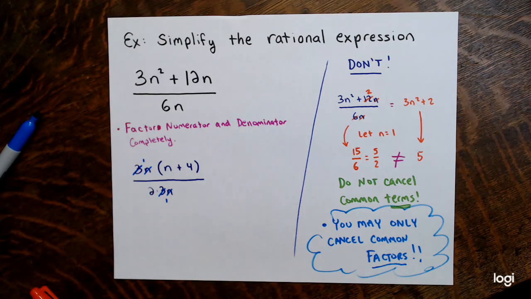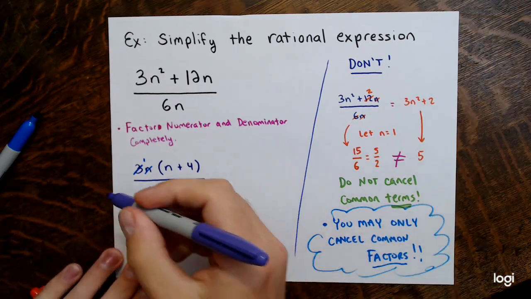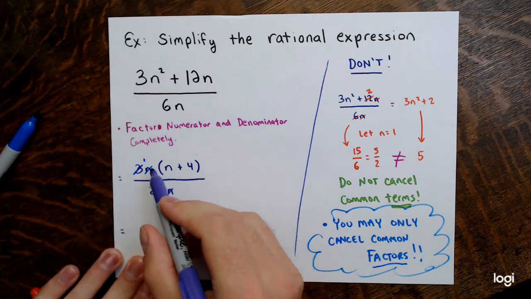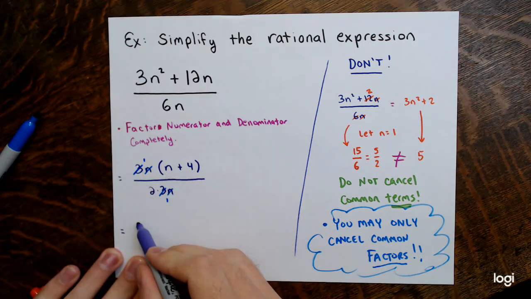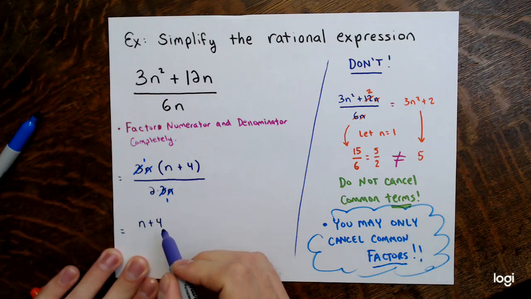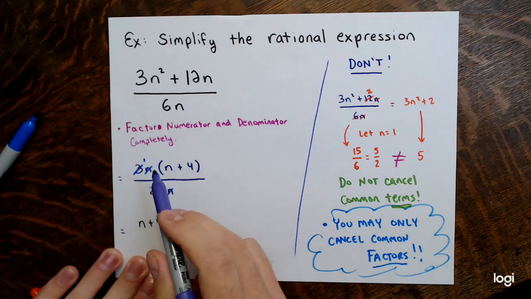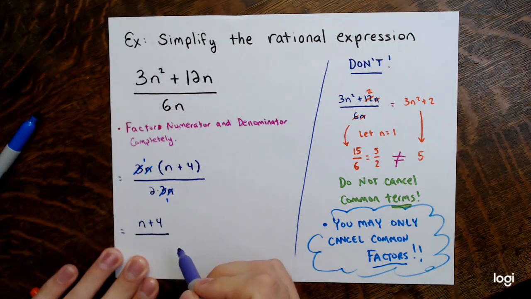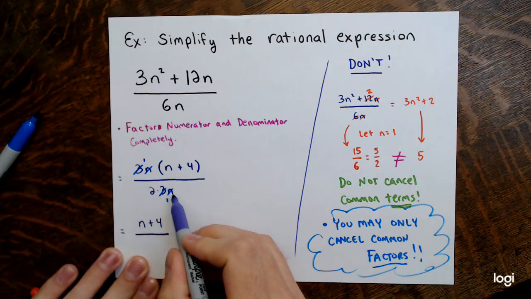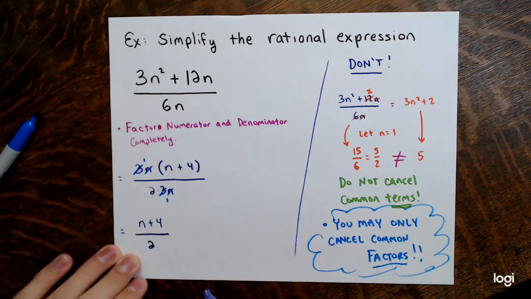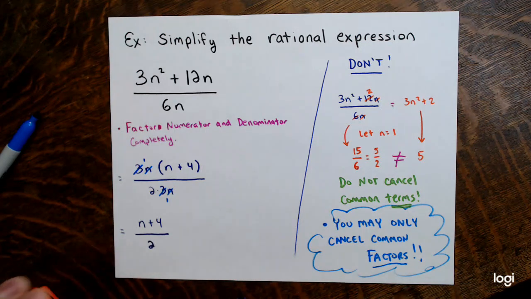And so what I'm left with now is, this was equal to this, and this is equal to. And now look at the numerator. I'm left with just the factor of n plus 4. Now you can keep it in parentheses if you want, but since there are no other factors now, I removed all the other ones, I'm just going to not put parentheses. All that in the numerator divided by, and then the only factor remaining in the denominator is 2. Okay, and there we have it.